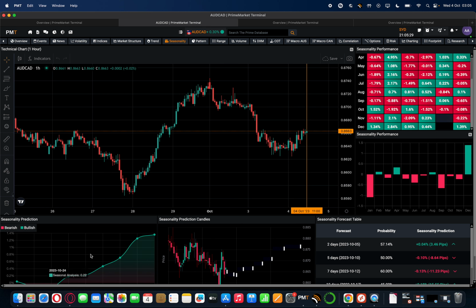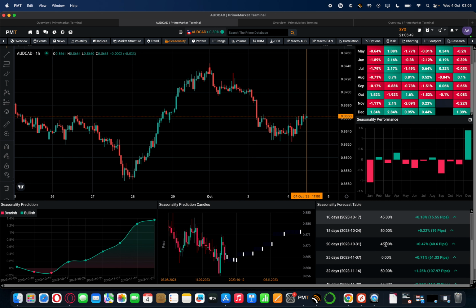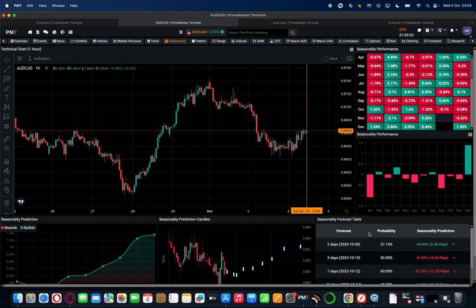All right, and if you look at the seasonality prediction here, it also works. You can see we even have forecasts on what you should be expecting for the next number of days. We have 2 days, we have 5 days, we have the 7 days. So you just look at it and see the probability that it's going to happen. The higher the probability, the more you should be expecting something like that to happen. All right, so this is actually a very good tool that I also use.